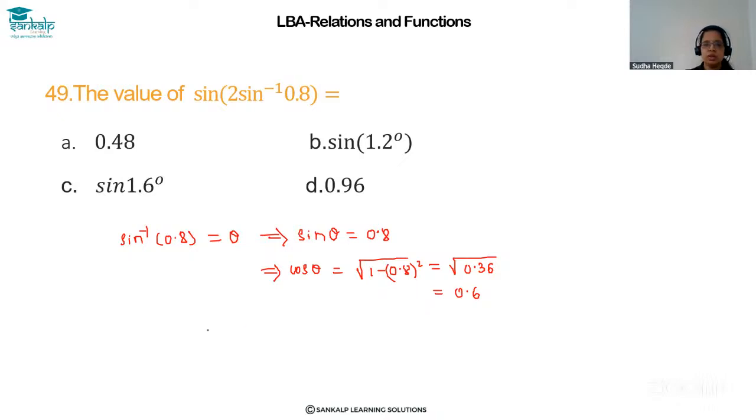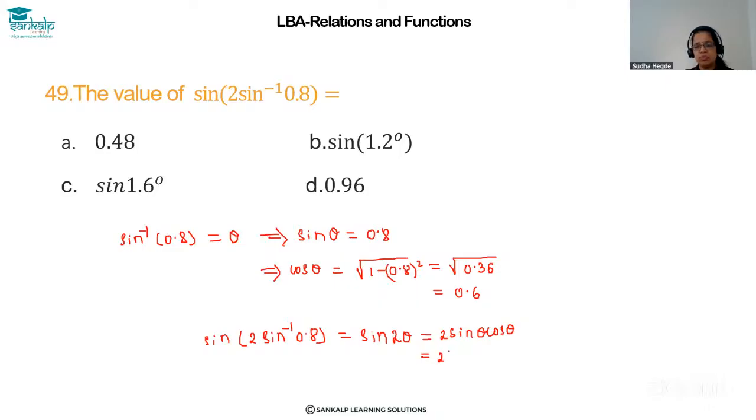Okay. Now take the given expression. Sine of 2 times sine inverse 0.8 is equal to sine of 2 theta, since sine inverse 0.8 is theta. So what is the sine 2 theta formula? It is 2 times sine theta into cos theta. You have studied in PUC first year. So substitute and simplify, you will get the answer.